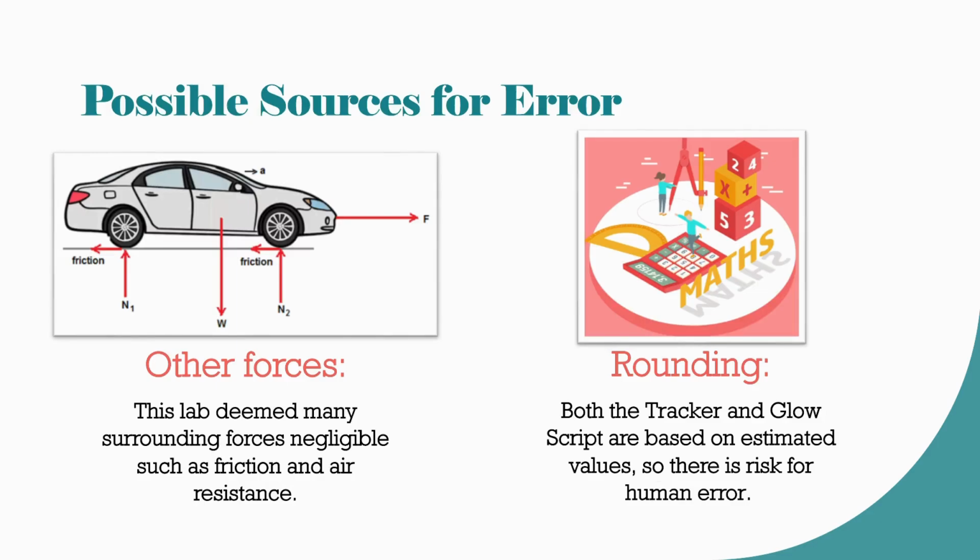Possible sources for error are other forces, like I said, friction and air force, however, those were deemed negligible, and rounding errors. Tracker and GlowScript are based off of estimated values that I chose, so there is a risk for human error because I'm the one making these choices.